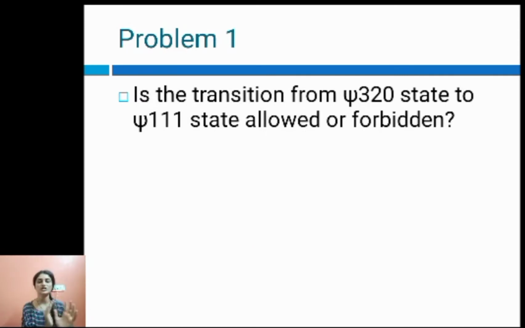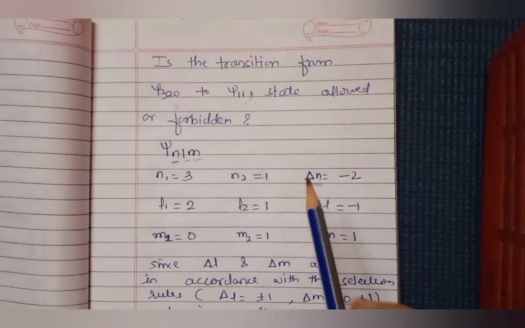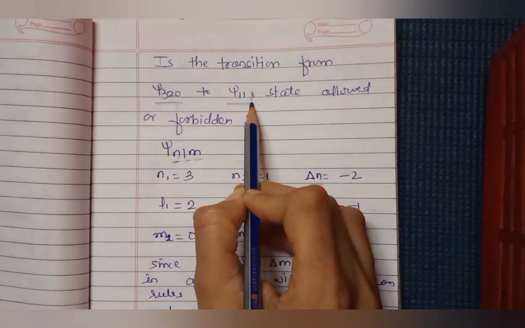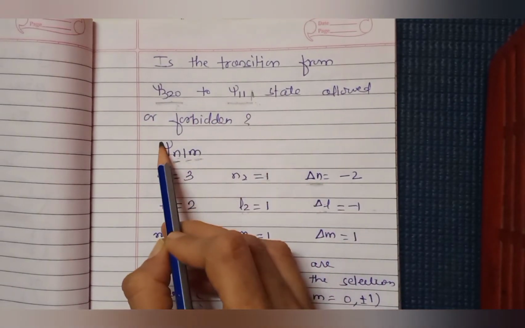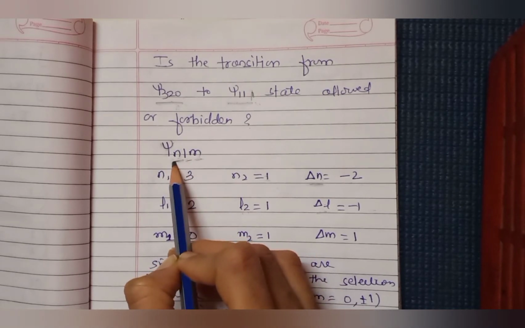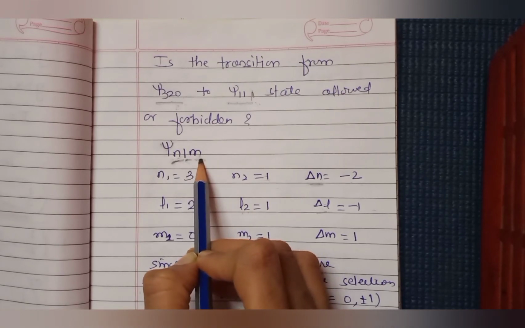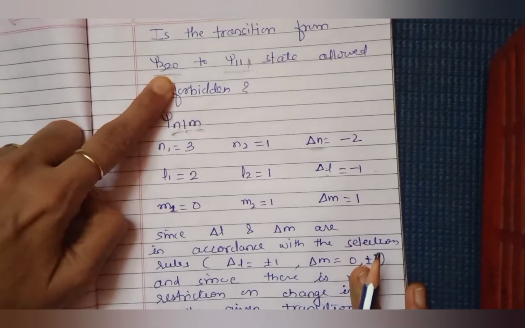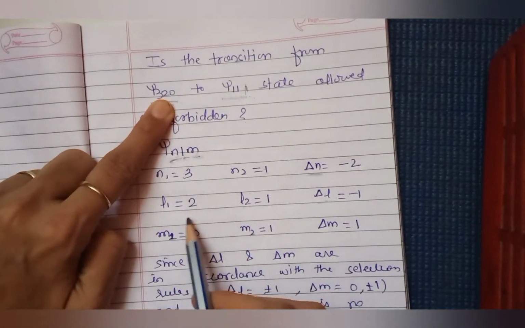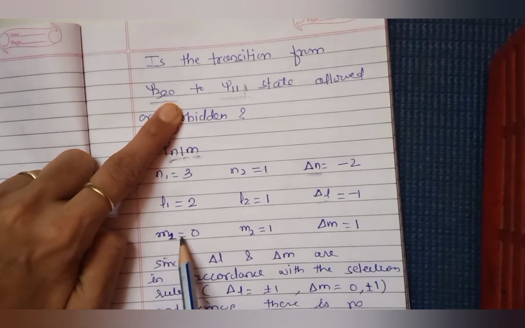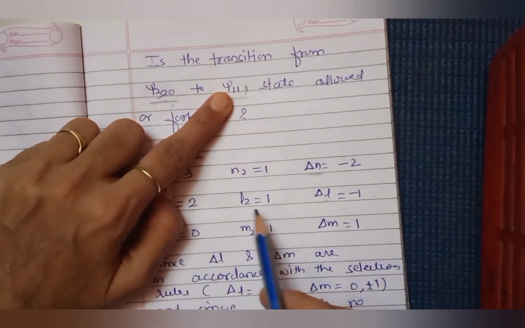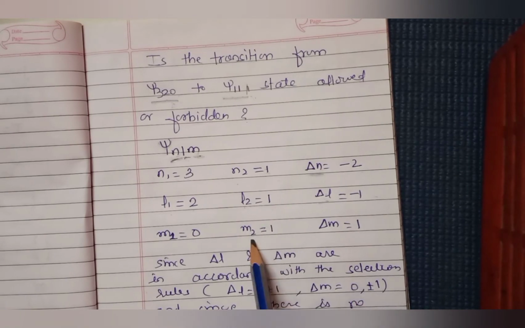So this is the way the questions are asked. Is the transition psi 320 state to psi 111 state an allowed or forbidden transition? Let's solve. We have to check whether the transition psi 320 to psi 111 state is allowed or forbidden. Now psi n l m: the first number represents the total quantum number, the second number represents the orbital quantum number, and the third number represents the magnetic quantum number. Here psi 320 means n1 is 3, l1 is 2 and m1 is 0. And for the second case psi 111, n2 is 1, l2 is 1 and m2 is 1.